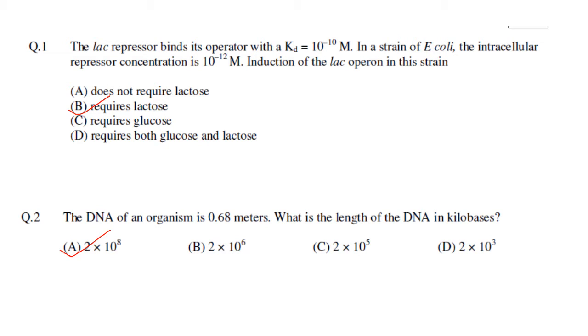Next one. The DNA of an organism is 0.68 meters. What is the length of the DNA in kilobases? One meter long DNA contains 3 into 10 raised to 9 base pairs. So 0.68 meter of the DNA fragment contains 2 into 10 raised to 8 base pairs. So answer is option A, 2 into 10 raised to 8 base pairs.